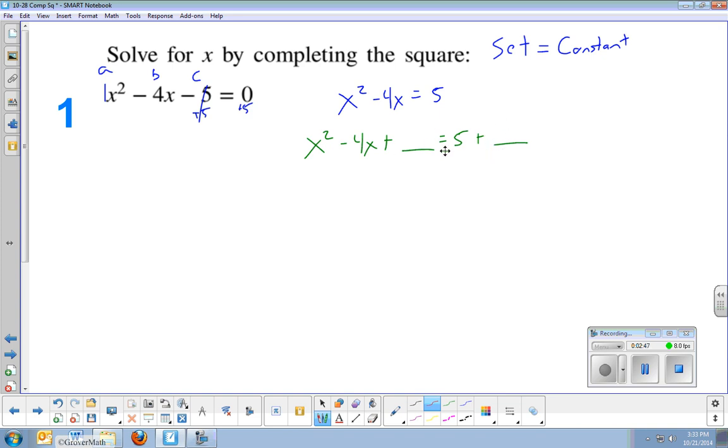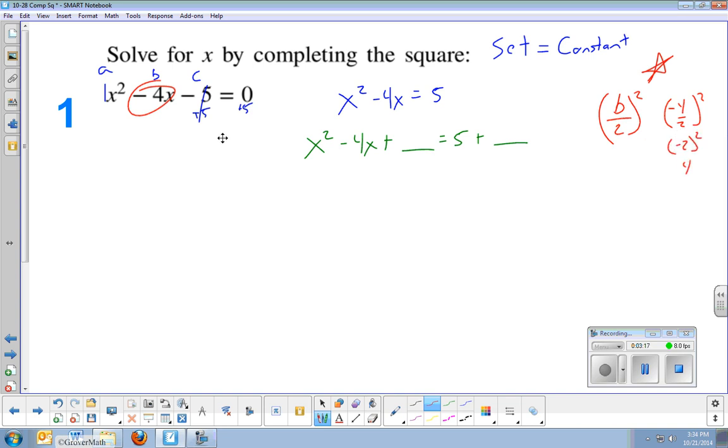We're going to add to both sides a very specific term, a term that comes from your b term divided by 2 and squared. And that's really the key to this whole thing, is this step of adding b divided by 2 squared to both sides. And so what is our b term here? Our b term is -4. So what is -4 divided by 2 squared? Well, -4 divided by 2 is -2, and -2 squared is 4.